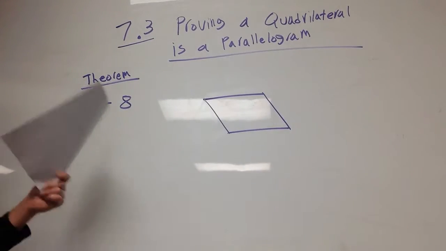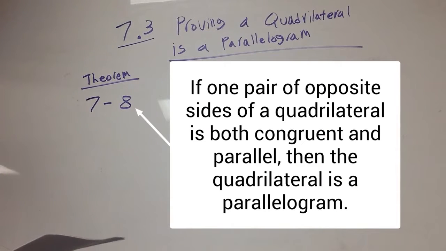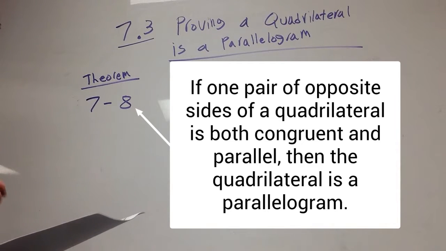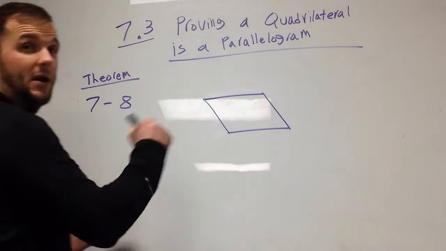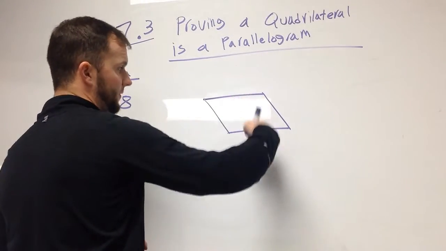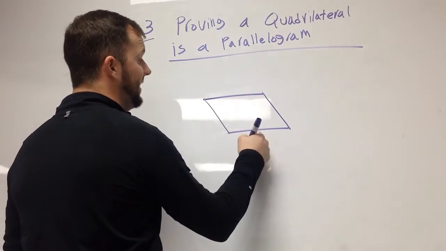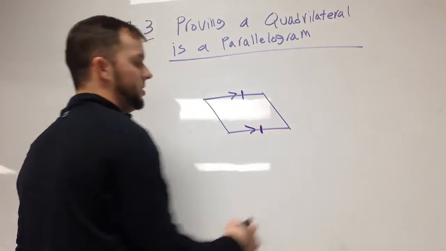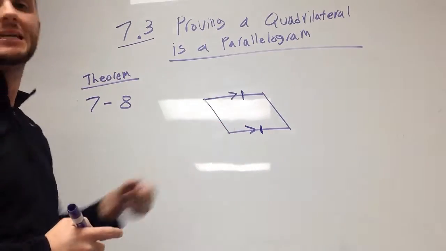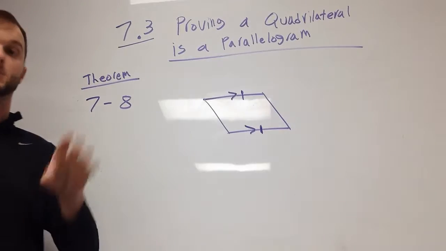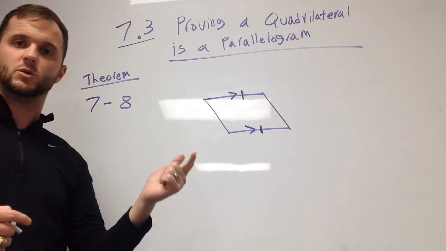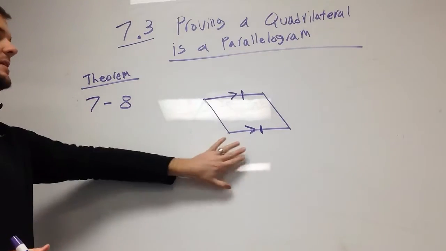The last one, theorem 7-8, states, if one pair of opposite sides of a quadrilateral is both congruent and parallel, then the quadrilateral is a parallelogram. So that tells me if I take one pair of sides, in this quadrilateral, let's say top and bottom, if this line and this line are both parallel and congruent to each other, then that means this is indeed a parallelogram. So that's only one pair. If you have one pair of sides that are parallel to each other and congruent to each other, then that automatically tells me that this is a parallelogram.